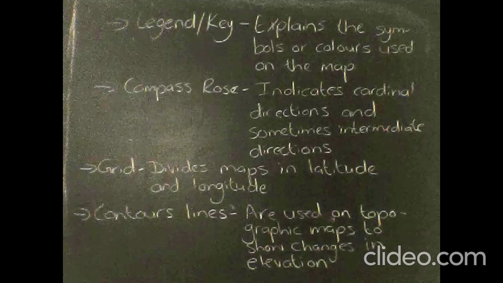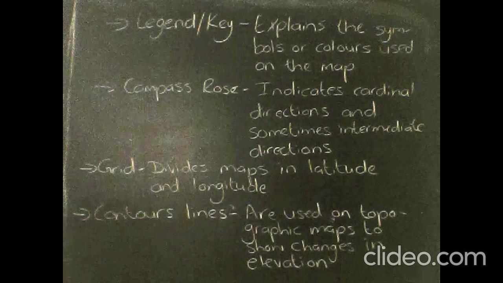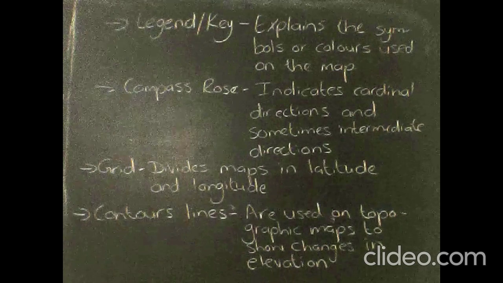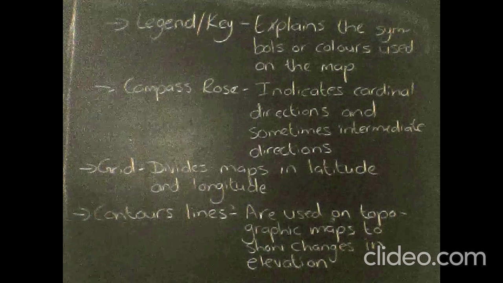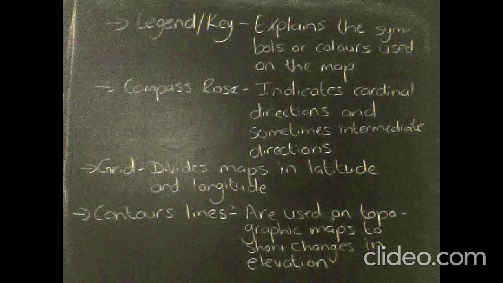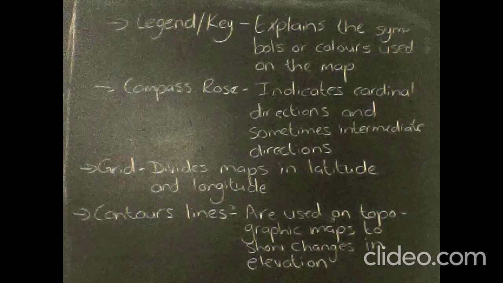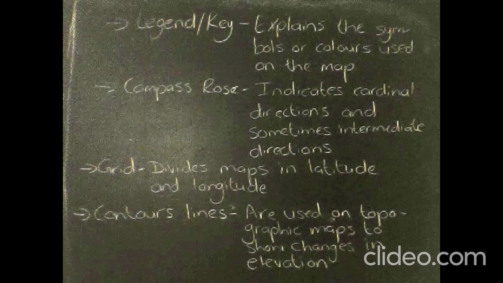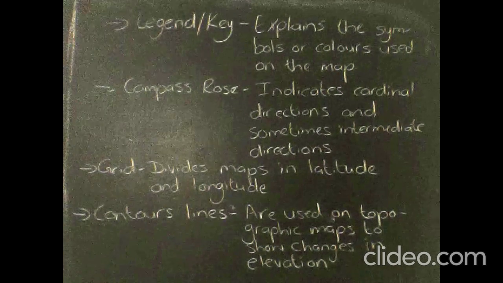Then we have the compass rose, and this indicates the cardinal directions and sometimes the intermediate directions. Your cardinal directions are north, east, south, and west, and your intermediate directions would be southwest, northeast. Those are your intermediates. Then we have the grid, and the grid divides the map into latitude and longitude. Right, so these are the lines that go horizontal and vertical.